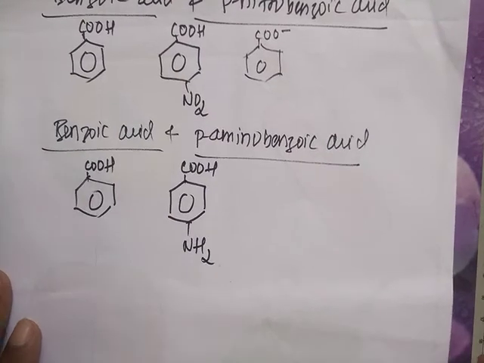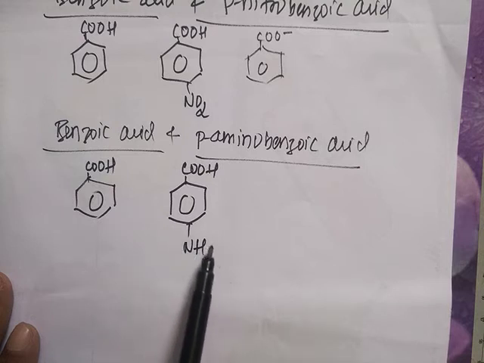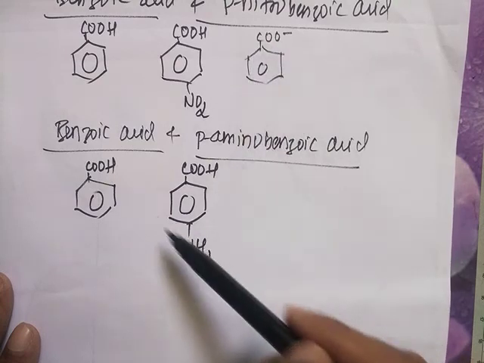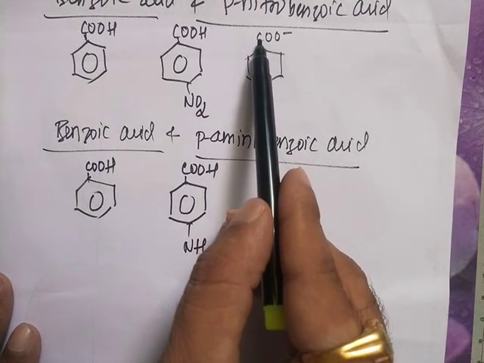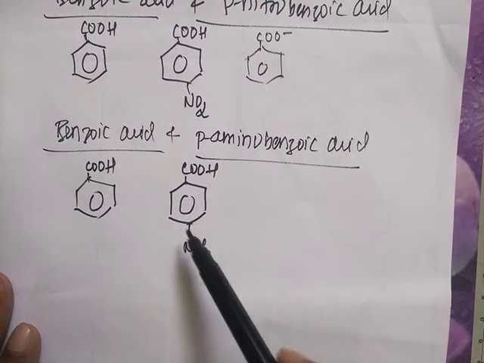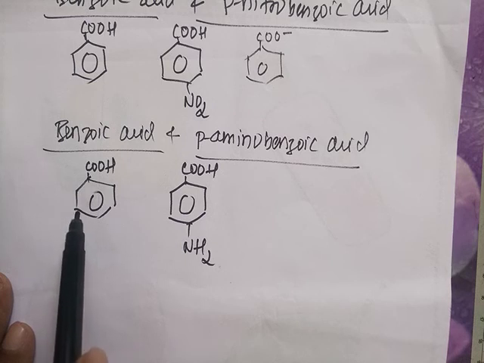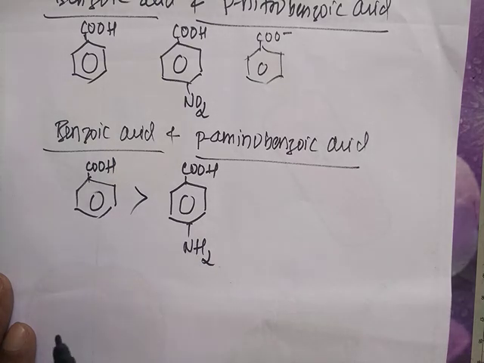In para-aminobenzoic acid, the amine group is an electron releasing group. It increases the electron density on the benzoate ion by donating electrons. As a result, the negative charge on the benzoate ion destabilizes and makes it less acidic. Whereas in benzoic acid there is no such group present, therefore benzoic acid is stronger than para-aminobenzoic acid.